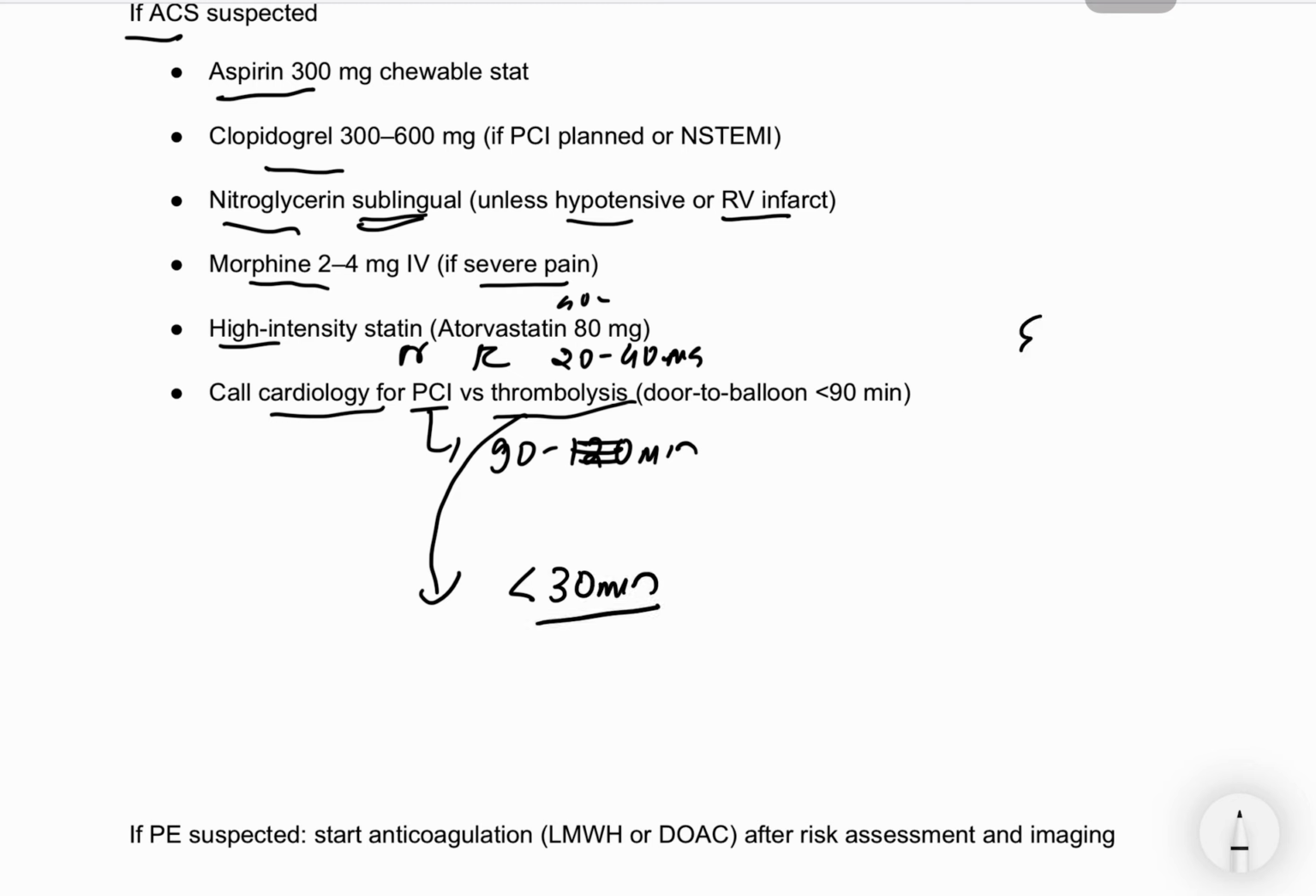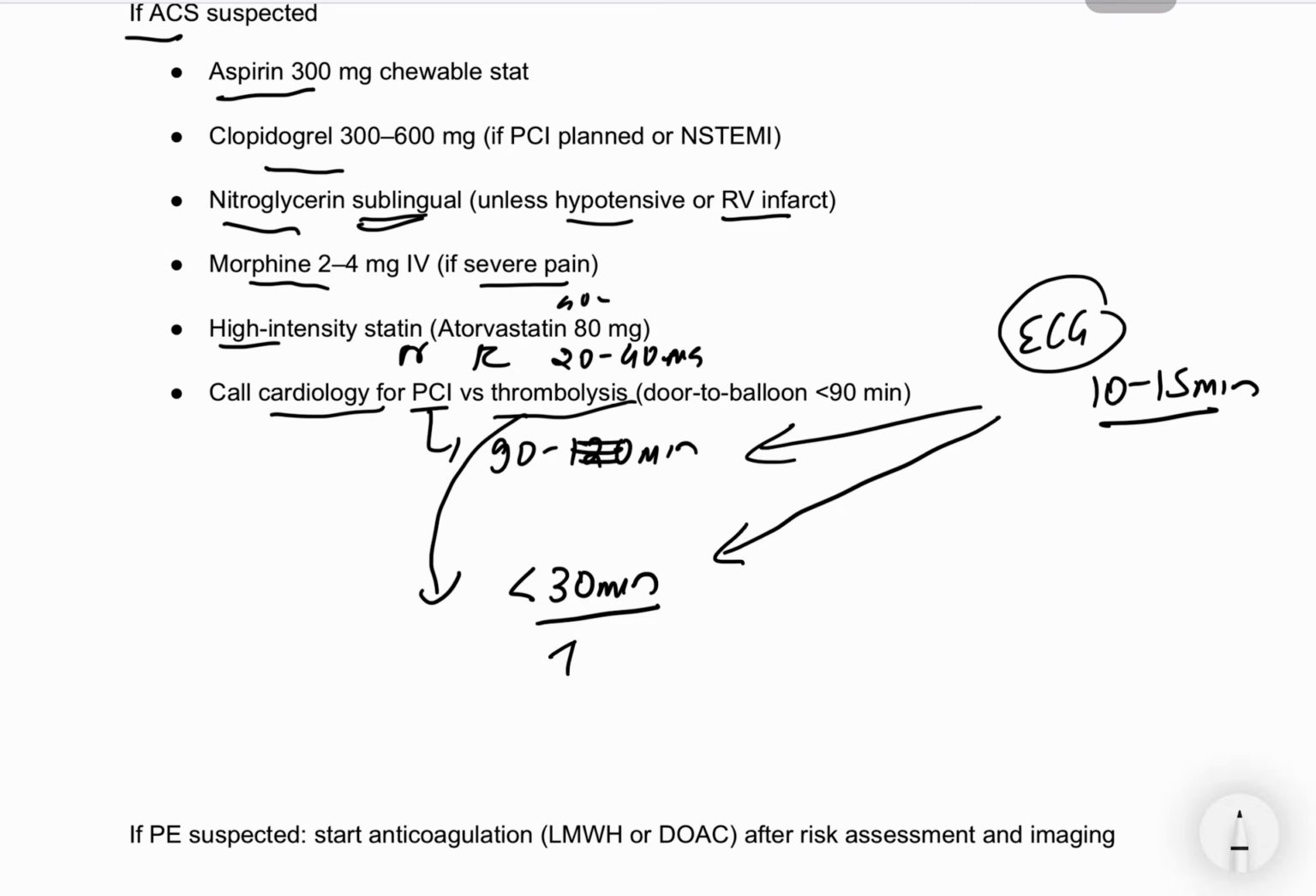You have to do an ECG within 10 to 15 minutes if you suspect MI, and if you can send that patient to a PCI capable center within 90 minutes, then you have to send. Otherwise, you have to do thrombolysis within 30 minutes. Okay.